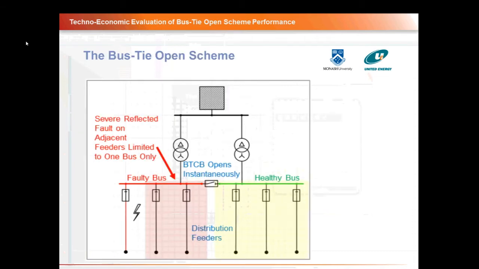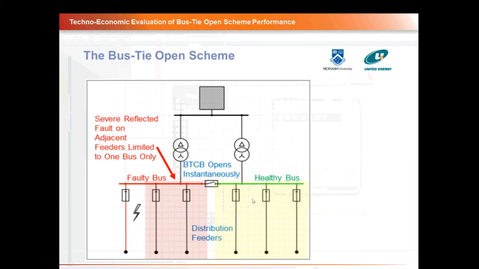Now that we understand what voltage sags and reflected faults are, it should make sense that we want to stop this original fault from propagating onto the other bus of the zone substation. That is essentially the purpose of the bus tie open scheme. It is fast circuit breaker switching to isolate the fault onto one faulty bus and to allow the other bus or buses to be healthy and not see this voltage sag. When the fault occurs on the faulty bus, the bus tie circuit breaker opens instantaneously, and therefore the fault is not reflected onto the healthy bus.